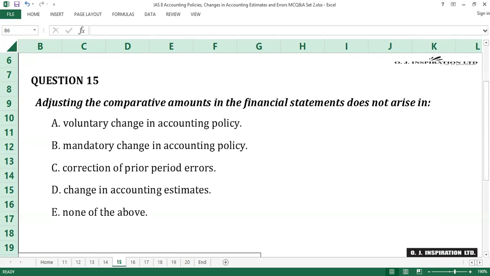Question number 15. Adjusting the comparative amounts in the financial statements does not arise in: A. Voluntary change in accounting policy. B. Mandatory change in accounting policy. C. Correction of prior period errors. D. Change in accounting estimates. E. None of the above. Time counts.